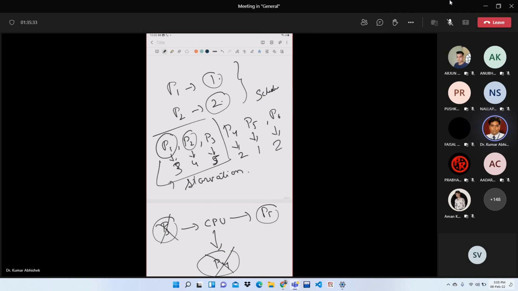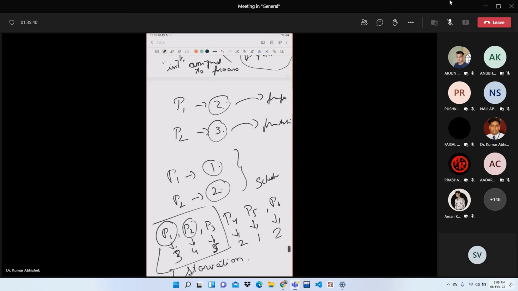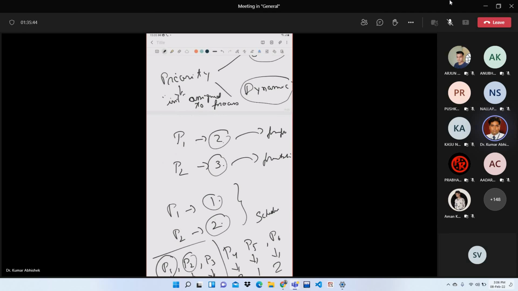But if it is not affected for P1, it will be affected for P2 or P3. Priority can be fixed or priority can be recalculated. Sir, in the starvation example, the priority was fixed, right? Yeah, priority is fixed. Generally, with fixed priority, we go to starvation.